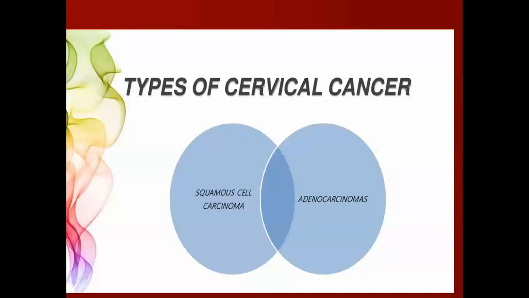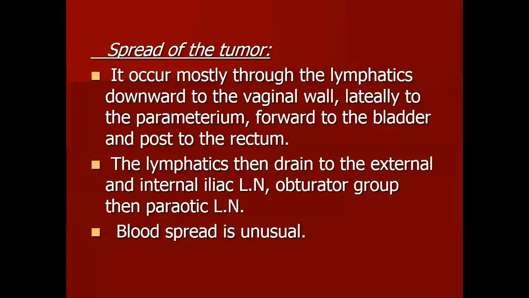We will continue our lecture. Lastly, we said that there is squamous cell carcinoma and adenocarcinoma of the cervix. The spread of the tumor usually occurs through the lymphatics down to the vaginal wall, laterally to the parametrium, and anteriorly to the bladder, posteriorly to the rectum.